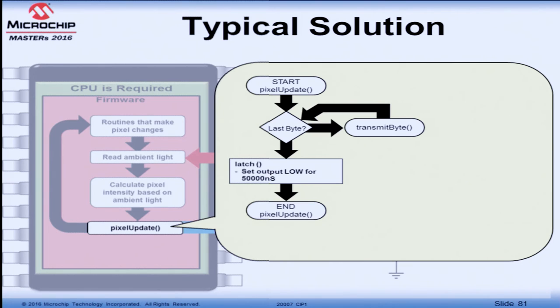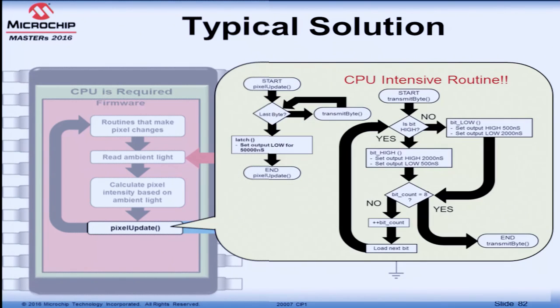That looks pretty simple, right? But really, the complex thing is in this function called transmit byte here. So if I take a further step into that, you can see this code looks like spaghetti here. I know it's a little bit small for you guys in the back, but who can tell me what it's really doing here?